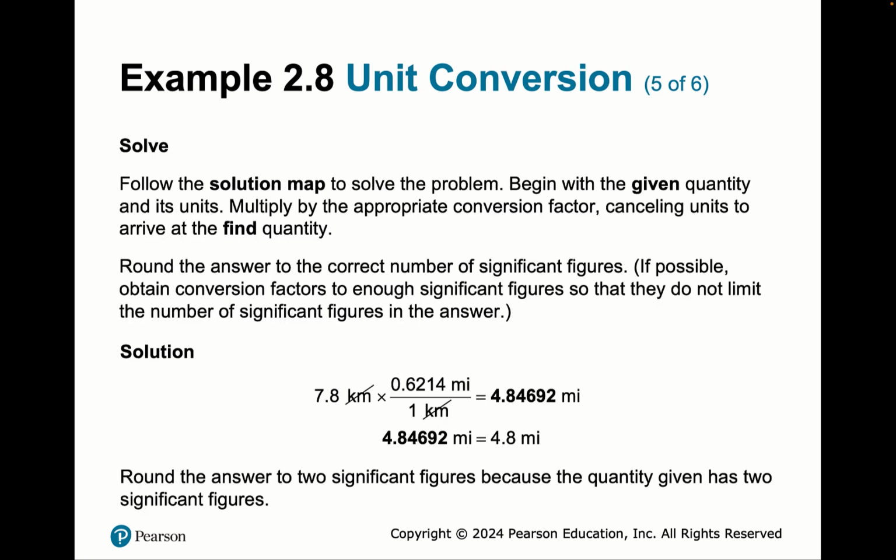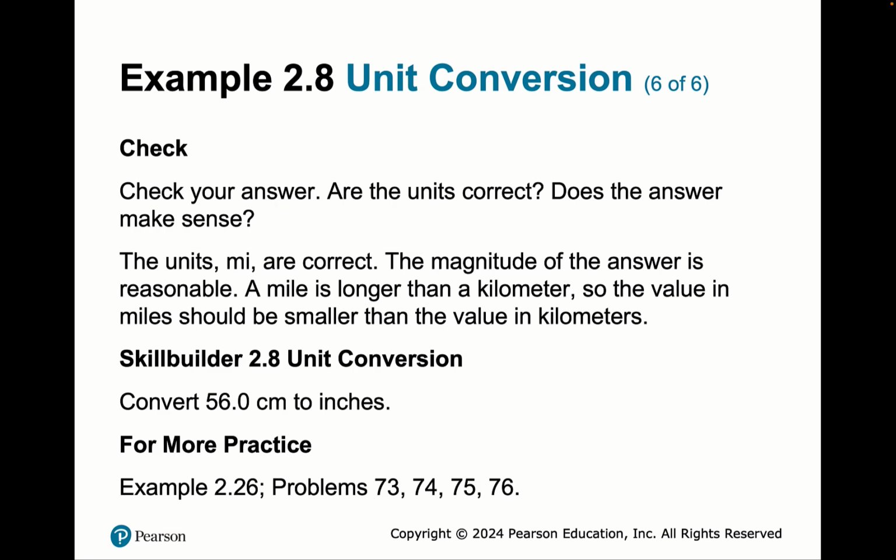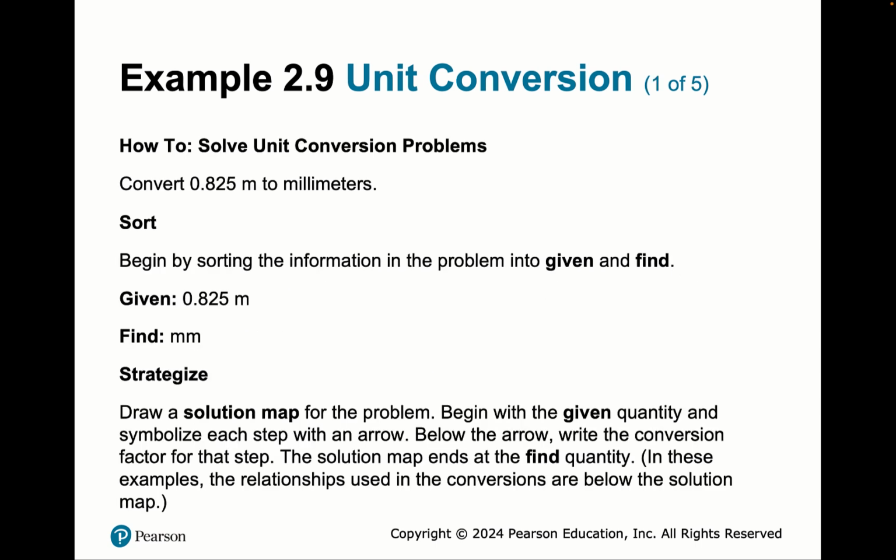And the solution: 7.8 kilometers multiplied by 0.6214 miles per kilometer, and you can see the kilometers cancel, and we're left with an answer in miles. Then to 2 sig figs, it comes to 4.8. So does this make sense? Yeah, it sounds about right. It's a little bit more than half, and that's where we're at. It's kind of in my mind.